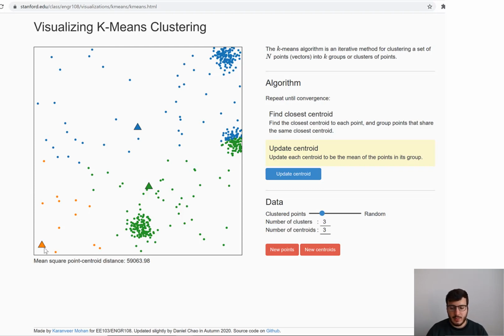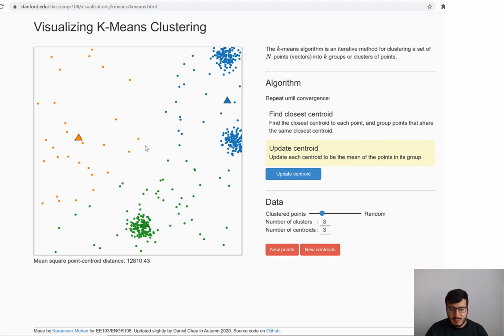Now, the second step of the algorithm was to update the centroids by computing the mean of the blue and updating, the mean of the green and updating, and the mean of the orange and updating. So let's do that, and we see now the centroids have moved exactly to the new mean. Now we just repeat. We find the closest centroid, update the mean. Closest centroid, update the mean, and so on. So we see that at some point nothing changes anymore, and that means we have converged.